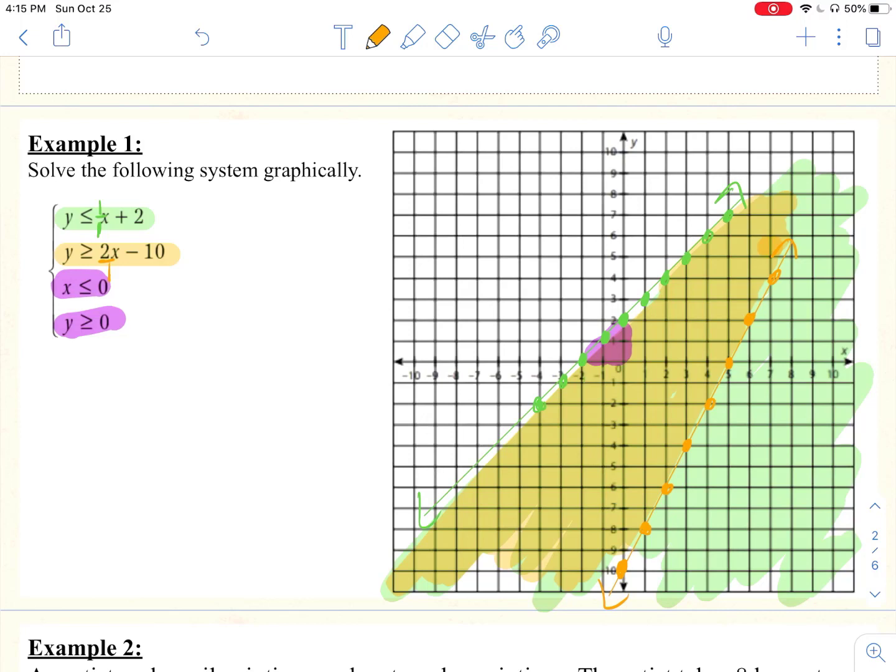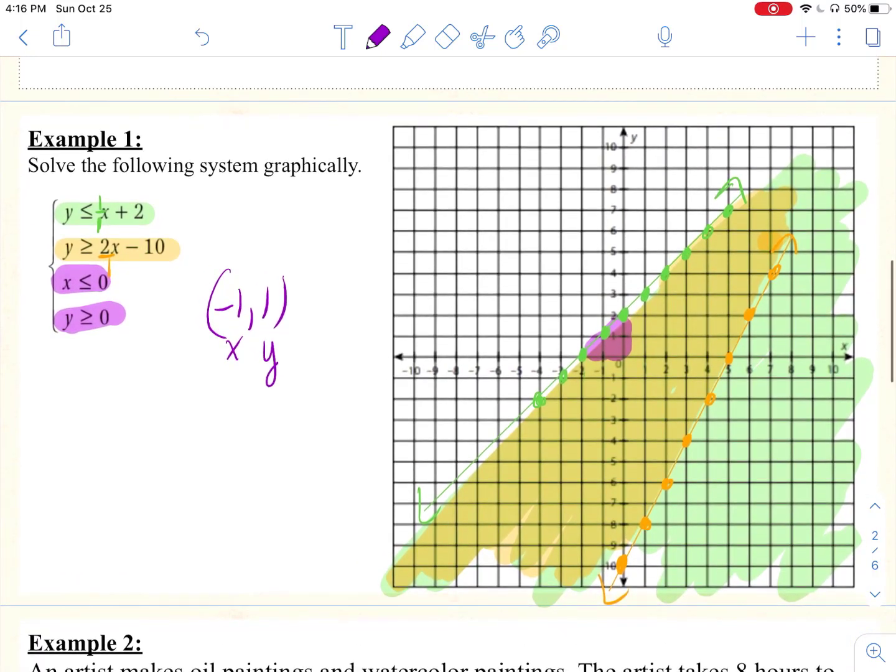For example, if I chose a point from that shaded region in purple, let's say I chose negative 1, 1. Well, negative 1 is my x and 1 is my y. Negative 1 is definitely less than or equal to 0, and a positive 1 is greater than or equal to 0. So this would satisfy my constraints as well. So this region shaded in purple right here is going to be our solution for this system of inequalities.